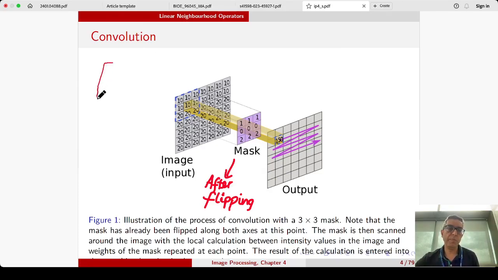Let's have a look at what the mask looked like before flipping. Ugh. Most bizarre thing I've seen in a long time. Wow, that's weird.